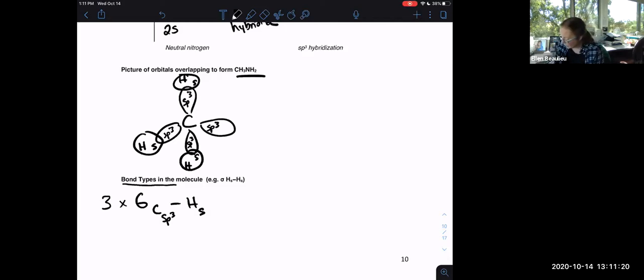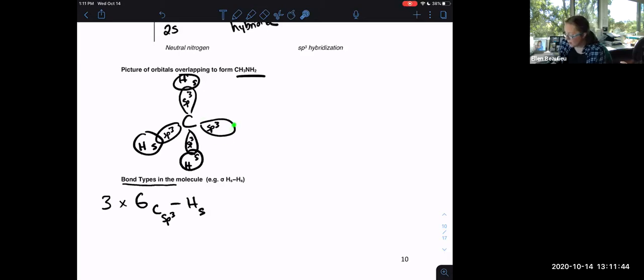The type of bond that it is, sigma or pi. We're going to talk about pi bonding in a minute. How many of them are there? What atoms overlap to form that bond? And what types of orbitals overlap to form that bond? So this is what I mean when I say list the bond types in a molecule.